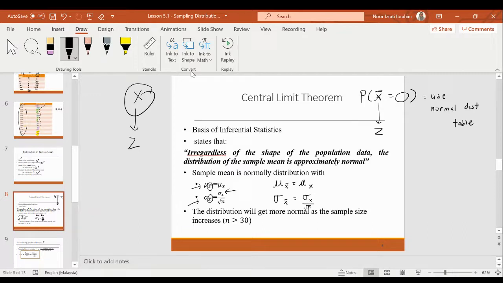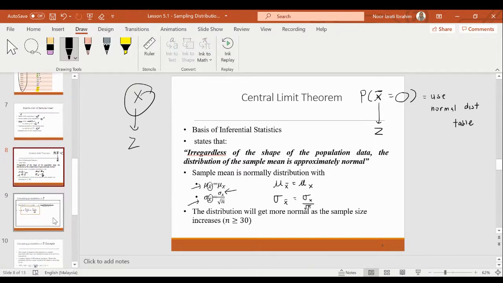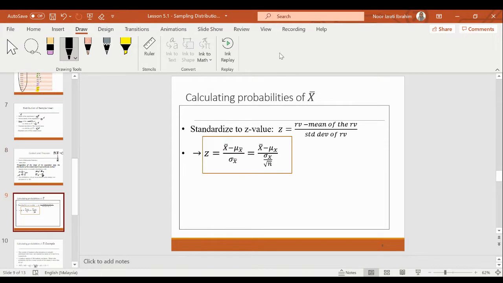From this theory, we can now see that to transform the value of X bar to become Z, this is the formula: X bar minus mean of X bar, divided by standard deviation of X bar. And what is the mean of X bar? Mean of X bar is the same as mean of X, but the standard deviation of X bar is equal to standard deviation of X divided by square root of sample size.